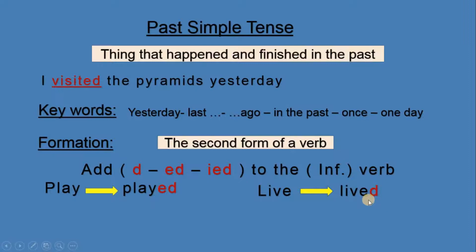And we add ied when the verb ends with y preceded by a consonant. We cancel y and put ied instead.